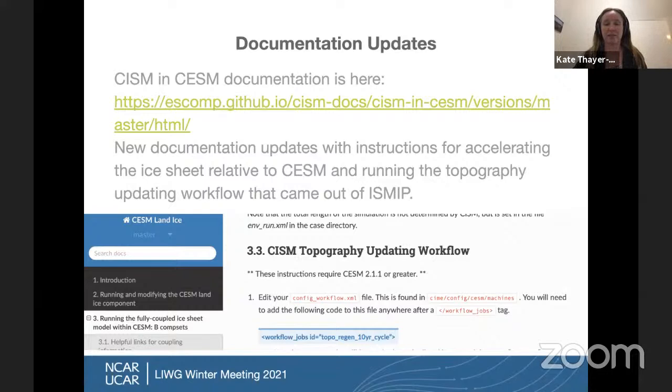So that's a useful workflow that has worked well for some very large simulations that have already been done. And the documentation for how to set it up is all here online. There's also more documentation added to cover accelerating the ice sheet relative to CESM. So another common question or workflow that wasn't well covered before is how to run the ice sheet faster relative to CESM. And now that is in the documentation as well.